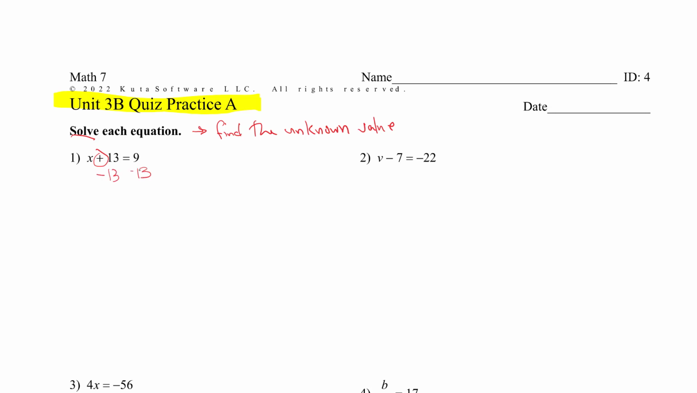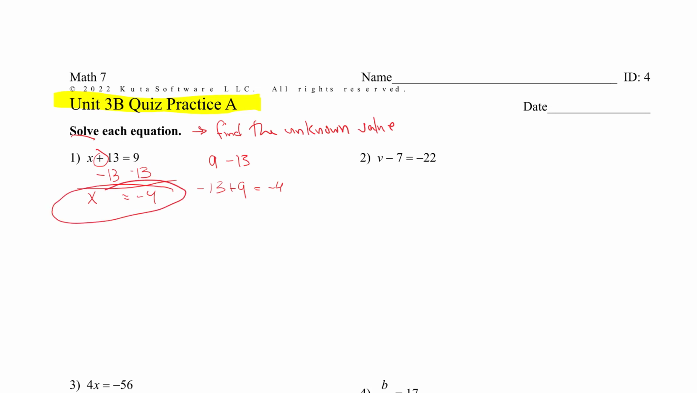So if we do it to one side, we have to do it to both sides, which means that on this side, I'm going to be left with x. The 13 and the negative 13 are going to cancel each other out. So now I need to do 9 minus 13, which is going to be the same thing as negative 13 plus 9, which gives me negative 4, and that'll be my answer.